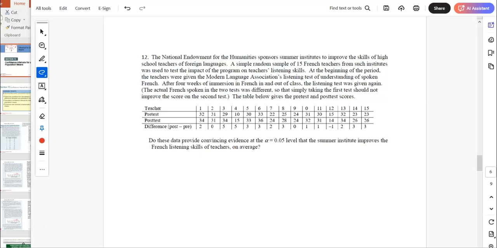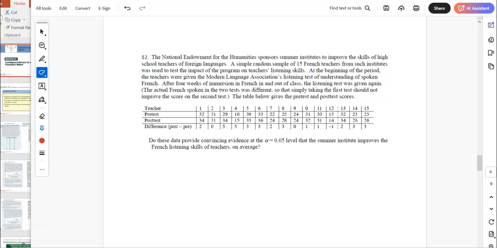The actual French spoken in the two tests was different, so simply taking the first test should not improve the score of the second test. I like that little disclaimer there. The table shows below the given pre-test and post-test scores.